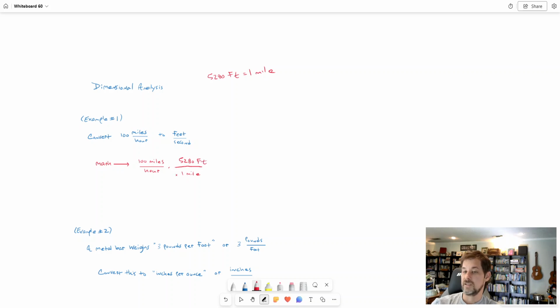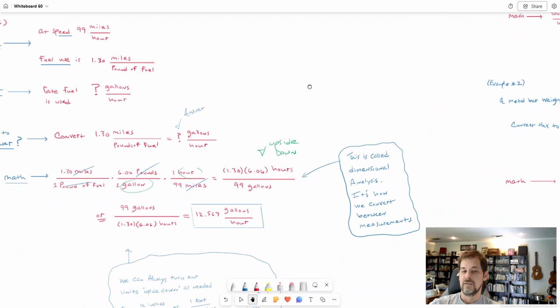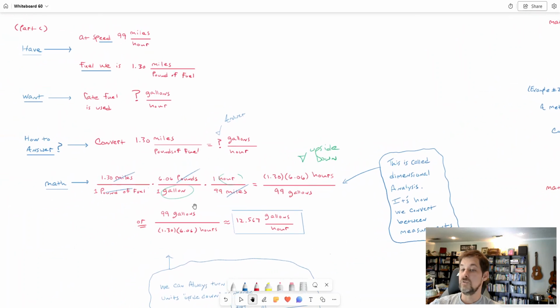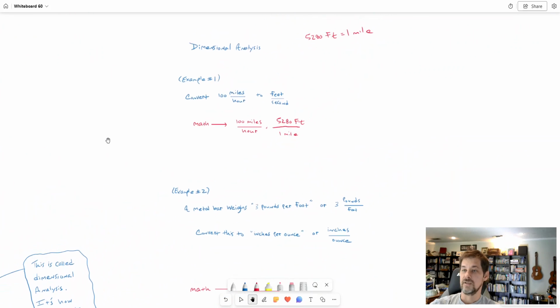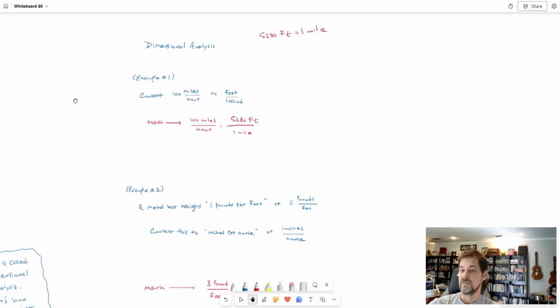Every one of these fractions I write is like an equation. 1 mile is the same thing as 5,280 feet. Okay? And when I was over here doing this, these were all true for my situation. For that plane, 1.3 miles was the same thing as 1 pound of fuel, in the sense that the plane used a pound of fuel for every 1.3 miles it traveled. So here, this right here is a true statement. It happens to be that 1 mile is 5,280 feet.